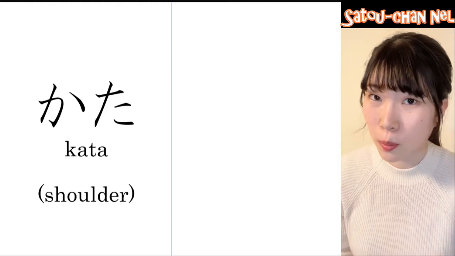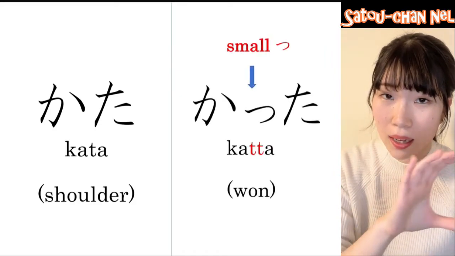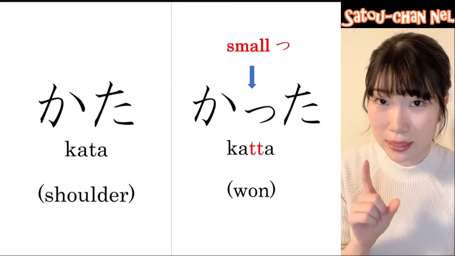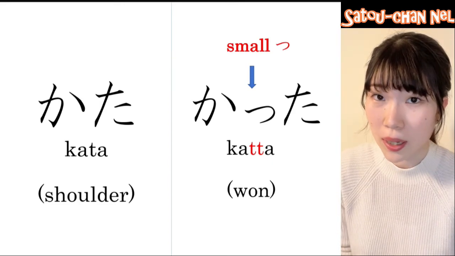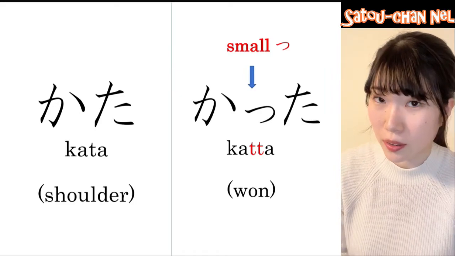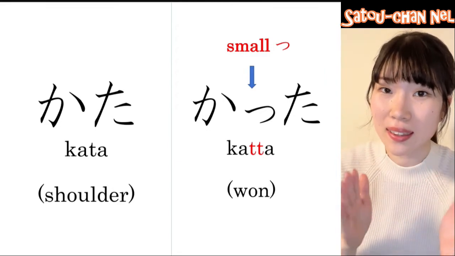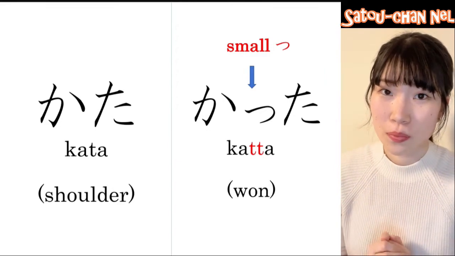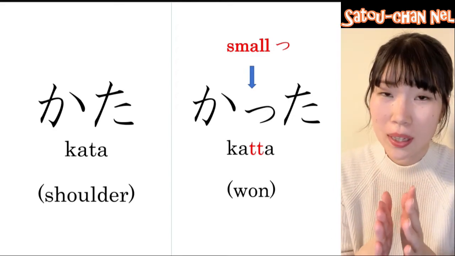But if there's a small tsu between them, it's katta. Double consonants, tt. Katta means won, past tense of to win. So, again, the meaning is different. Kata is shoulder, but katta is won. Don't forget to add a short pause between them.